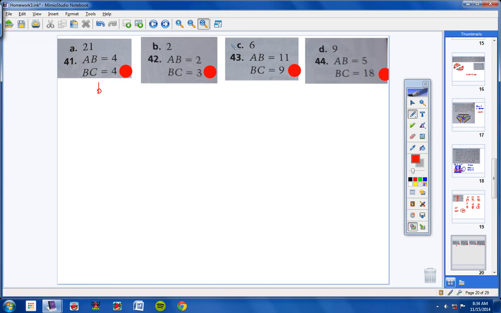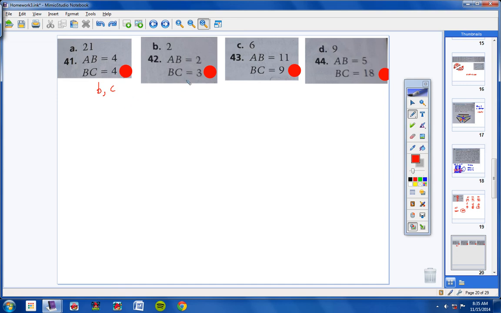Now let's try 6 with 4 and 4. So we have 4, 4, and 6. Add up your 2 smallest sides, and they would be greater than your third side. They would be. So we could also use point C. Now let's go on to point D. 9. 4, 4, 9. That would not work. Add up your 2 smallest sides, and they are not greater than your third side. So this would not work. So here we have B and C for possible answers.